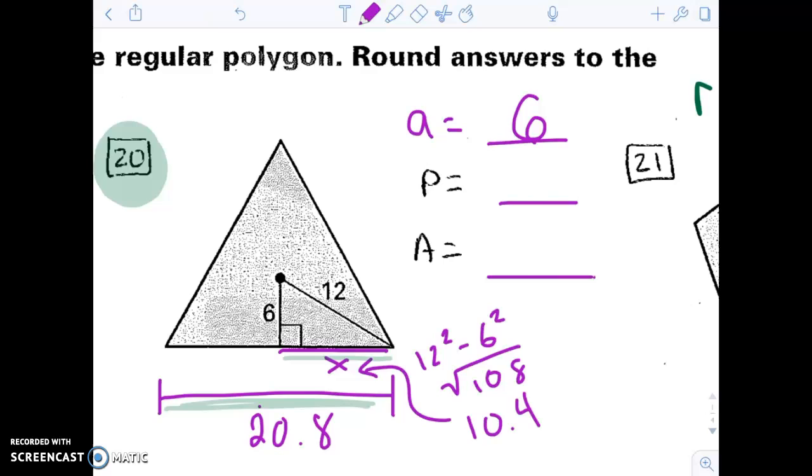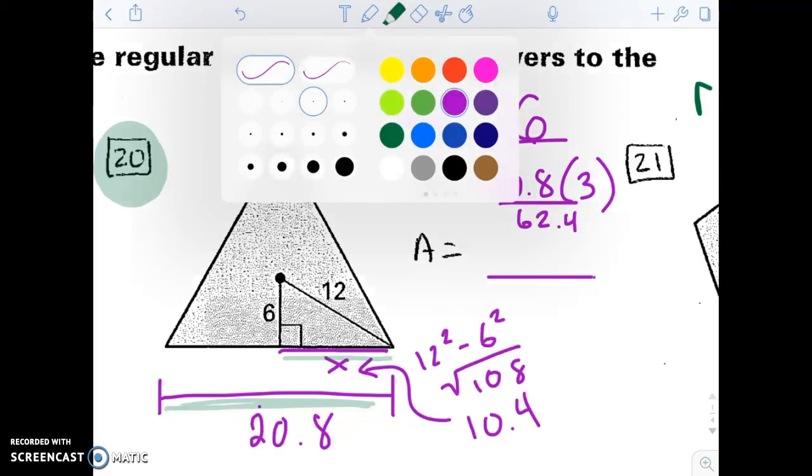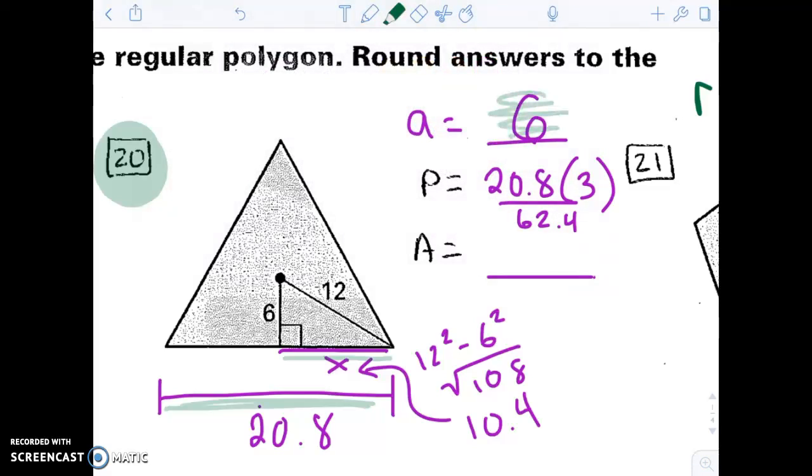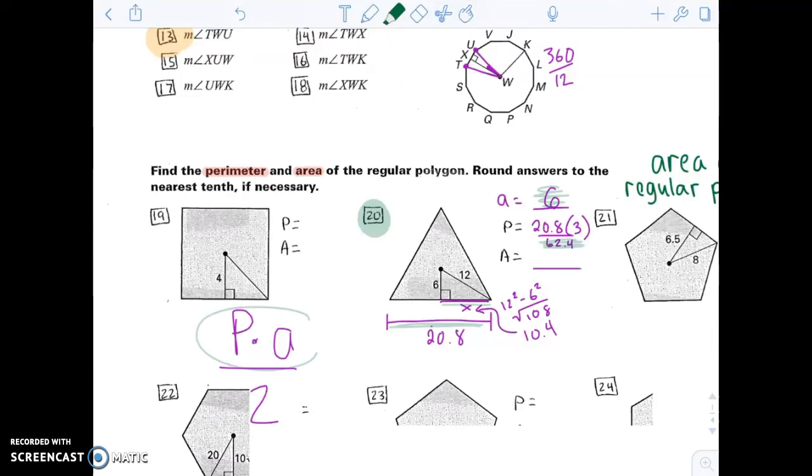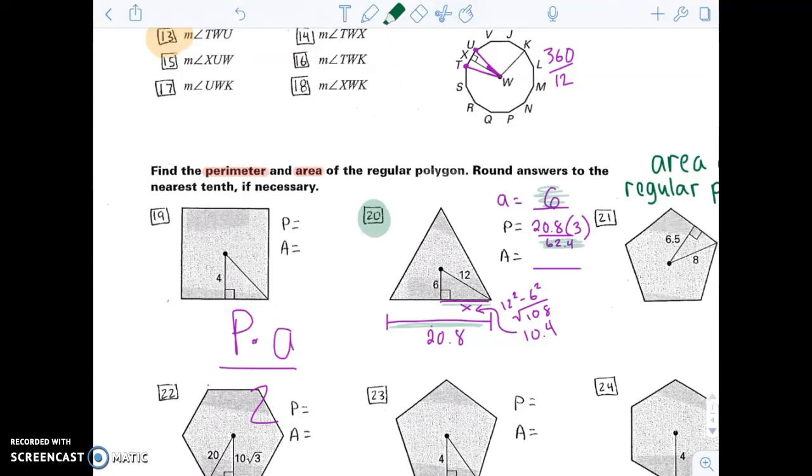20.8. So if I want to find the perimeter, I'm going to take the 20.8 and multiply it by the 3 sides. So to get my final answer, my perimeter would be 62.4 up here. Now that I have my apothem and my perimeter, all I'm going to do is multiply my perimeter and my apothem. Ooh, sorry, my picture just came back.